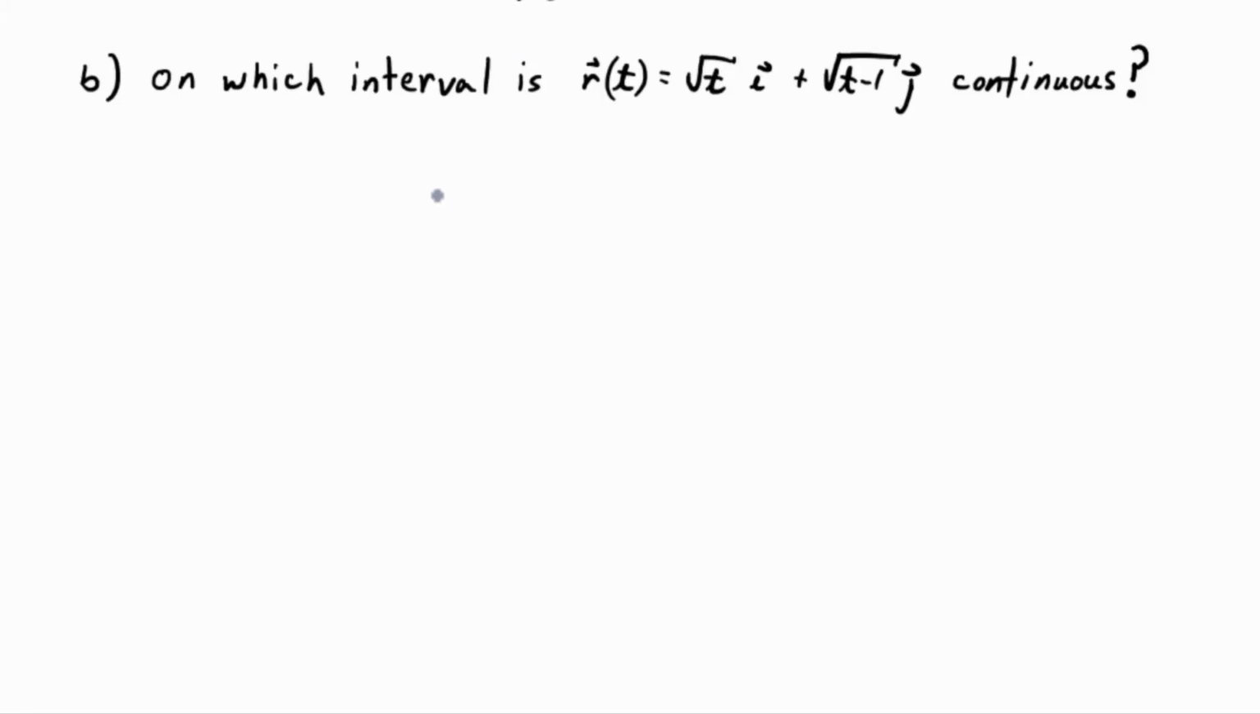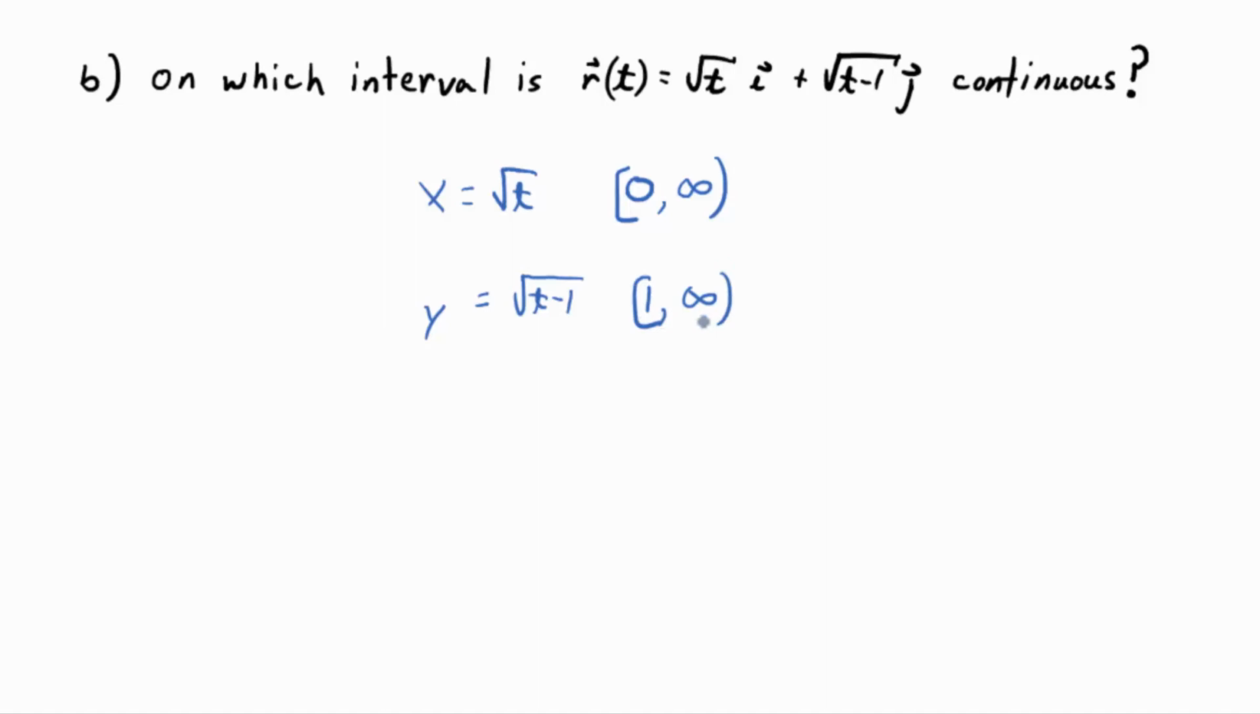So let's write down the parametric equations. What's x equal to? Square root of t. What's y equal to? Square root of t minus 1. What's the domain for the square root of t? We're talking about real valued functions here, so 0 to infinity, right? Do we include 0? Yes, you bet. What about for square root of t minus 1? The smallest value we're allowed to plug in is 1, so 1 to infinity.